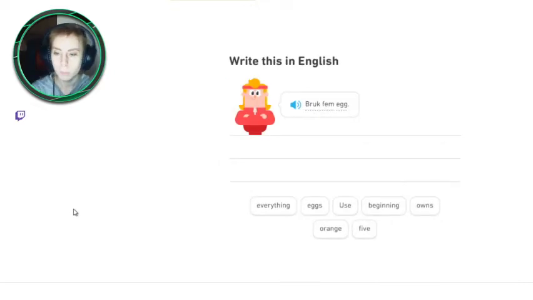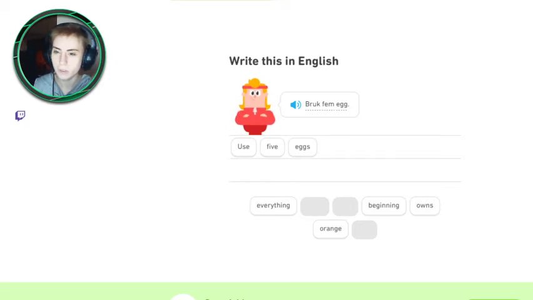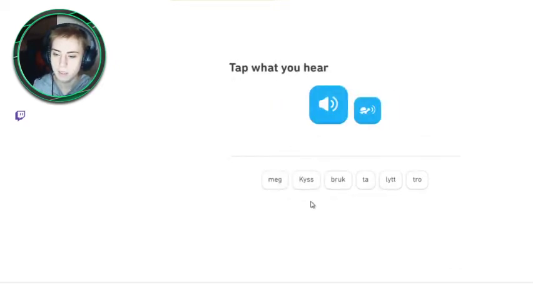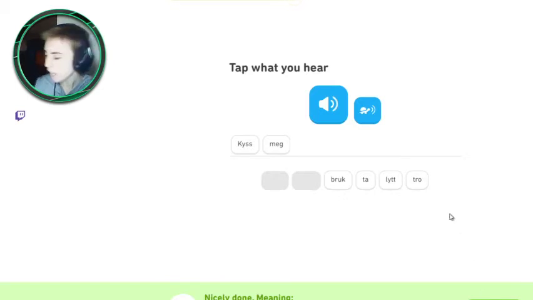Bruk 5 egg. It's not eggs, is it? Egg. In English, we add an S for plural eggs, but I guess not in Norwegian. Bruk 5 egg. Use 5 eggs. That's a lot of eggs. Kyss meg. Kiss me. Now you have the power to walk up to some stranger in Norway and say, kiss me.